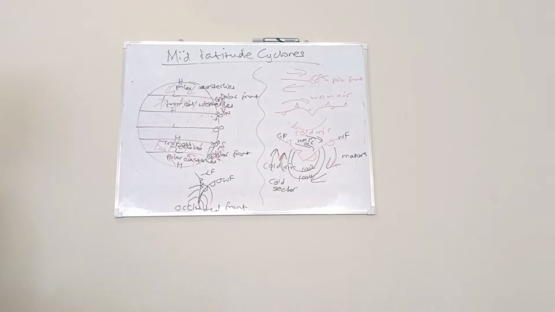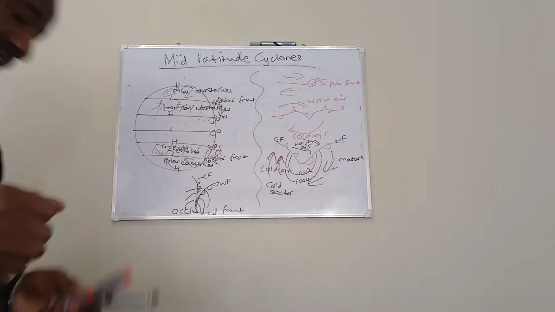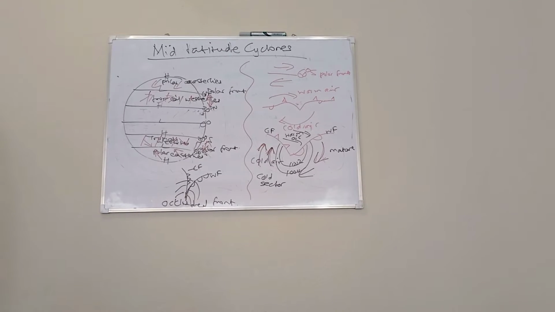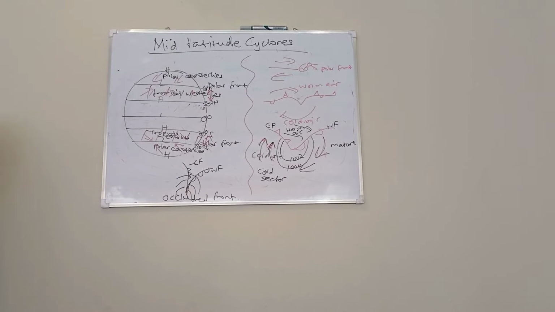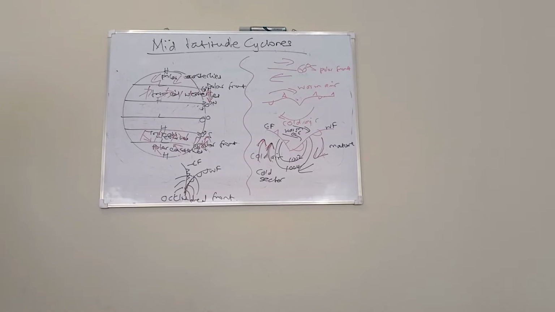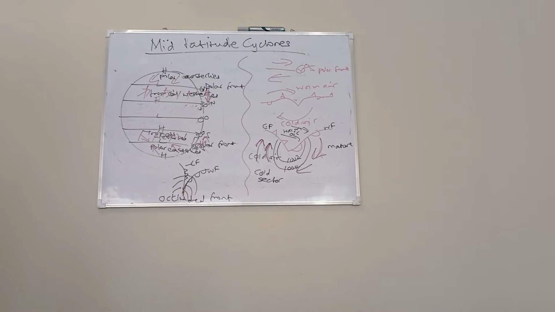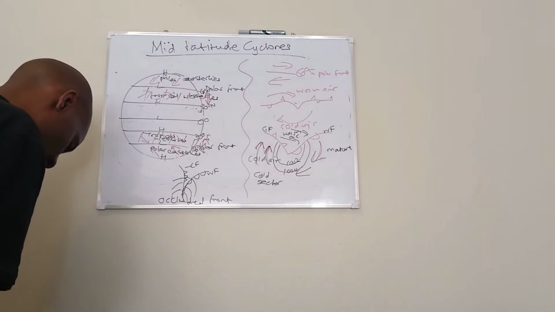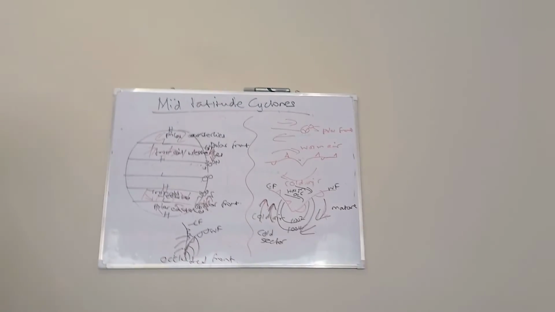This is where you've got your mid-latitudes. That's why they are called mid-latitude. They occur between the 30 degrees north and 60 degrees north and south of the equator. They move from west to east in terms of their movement, or eastwards.